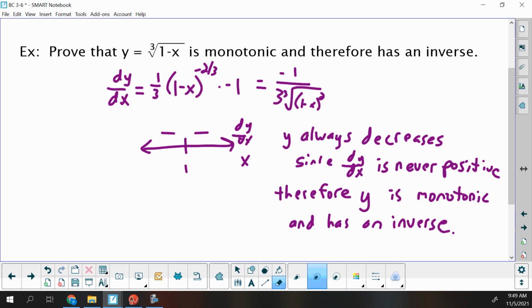And I should specify that it's only okay for the derivative to be 0 for an instant. If the derivative was 0 for an extended period of time, like there's a horizontal section of the graph, then that's a problem because that wouldn't pass the horizontal line test. But as long as it's only 0 for an instant, that's okay.